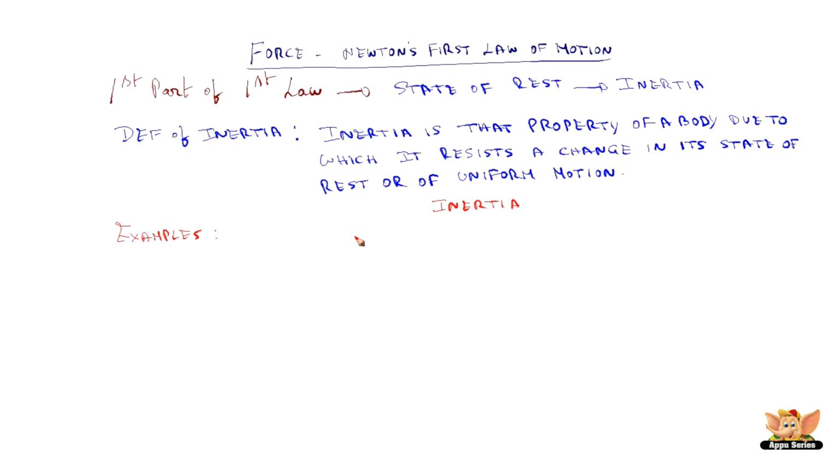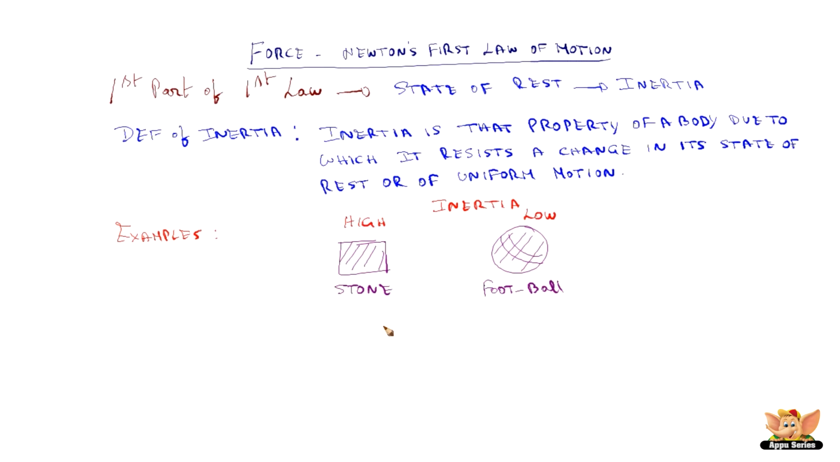Let us take a heavy stone and compare it with a football. The football is bigger in size but lighter in weight compared to the stone. So the inertia is high in the stone and the inertia is low in the football.